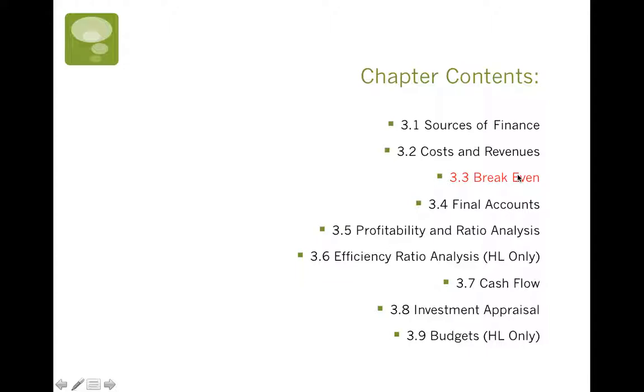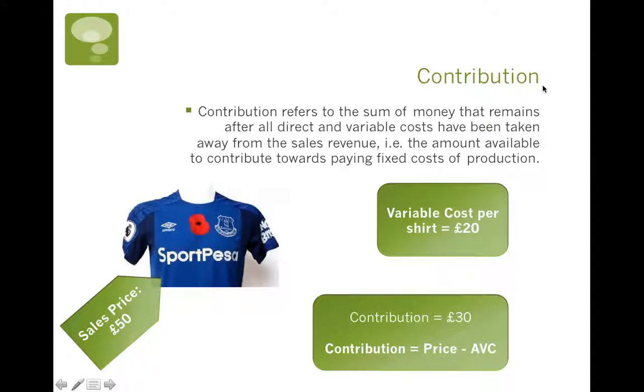So the first thing we need to do when calculating break even is we need to understand the contribution that the sale of each item makes towards paying off my costs, my fixed costs. So contribution refers to the sum of money that remains after all direct and variable costs have been taken away from the sales revenue. This is essentially the amount available to contribute towards paying the fixed costs of production.